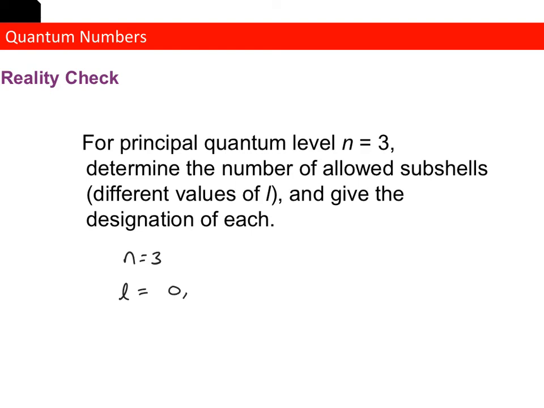0 for S, 1 for P, and 2 for D. So the designations, this is the 3S, this is the 3P, and this is the 3D. And you've got yourself the answer to this question. We've identified the allowed subshells, 0, 1, and 2. There's 3 possible subshells, and the designations for each are 3S, 3P, and 3D.